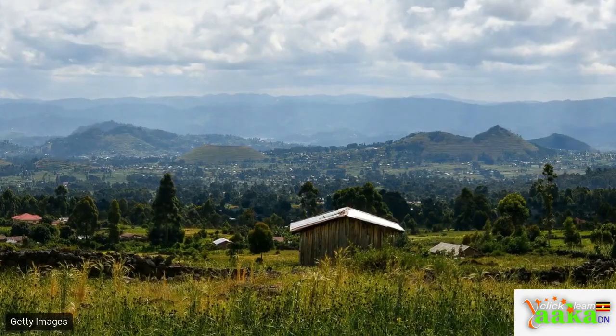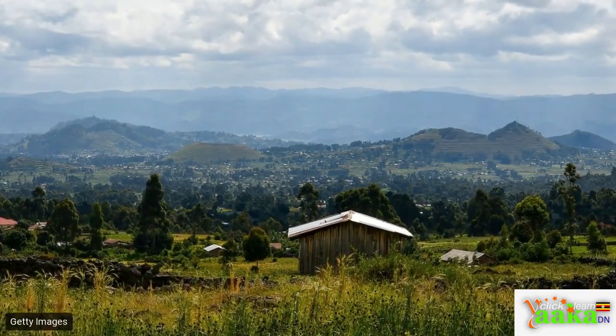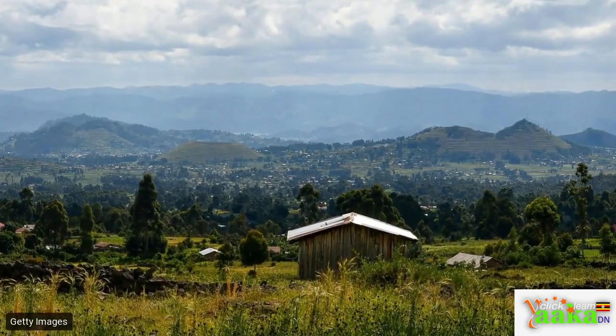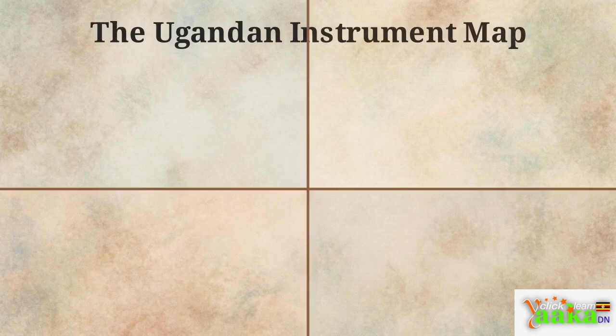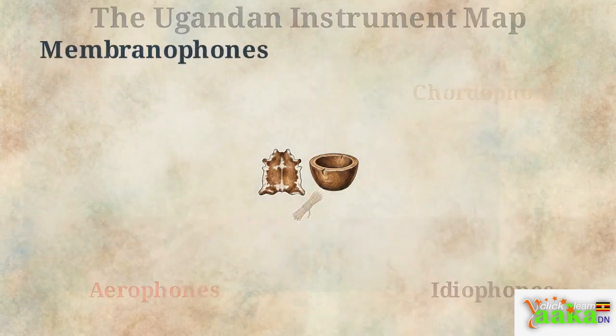This sound begins with the landscape. Traditional Ugandan instruments function as direct acoustic extensions of the local environment. The Hornbostel-Sachs system provides the scientific framework for classifying these tools. It organizes instruments by their sound-producing mechanism, mapping the relationship between material and vibration.